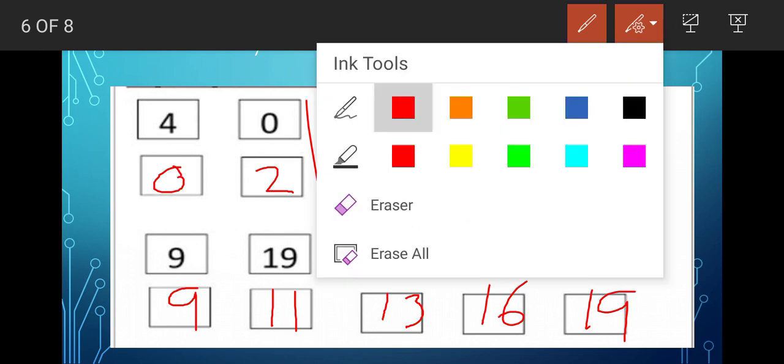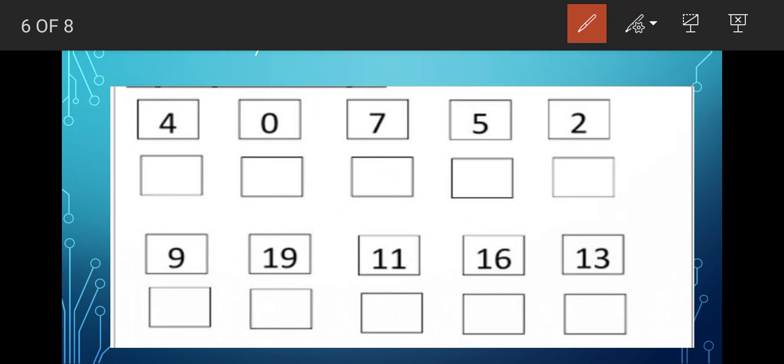Now we are going to arrange the same numbers in descending order. From smallest to the biggest first we have done. Now we will be doing from biggest to the smallest. That means in decreasing order. So first one, the biggest one is 7. Then 5. Then 4. Yes, children. Then next is 2. Very good. And 0.